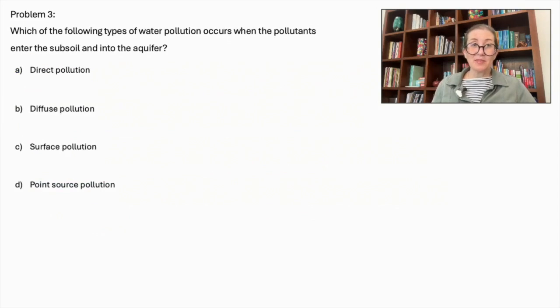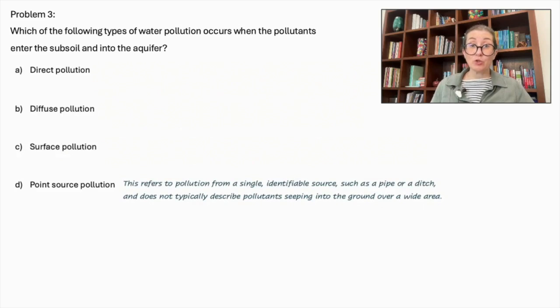Problem number 3. Which of the following types of water pollution occurs when the pollutants enter the subsoil and into the aquifer? Direct pollution, diffuse pollution, surface pollution, or point source pollution. Beginning here. This refers to pollution from a single identifiable source, such as a pipe or a ditch, and does not typically describe pollutants seeping into the ground over a wide area. So we can eliminate that.